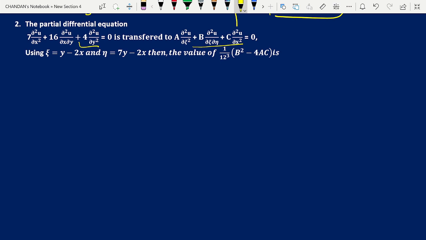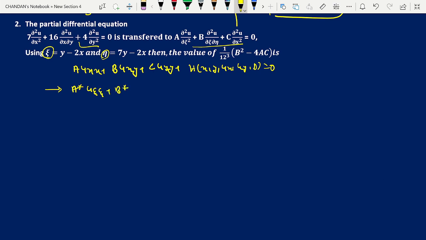So we know that if you have a partial differential equation of this type: a u_xx + b u_xy + c u_yy + h(x,y,u,u_x,u_y) = 0, and we transform it using these two variables, then we get a* u_ξξ + b* u_ξη + c* u_ηη + h(ξ,η,u,u_ξ,u_η) and some d* equal to 0. So this is the transform.